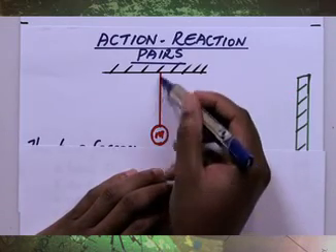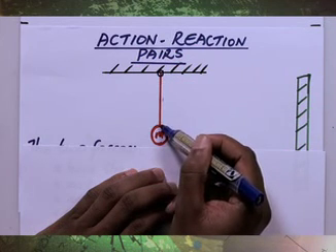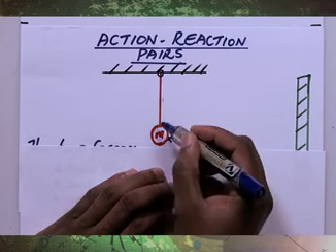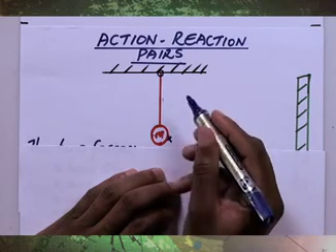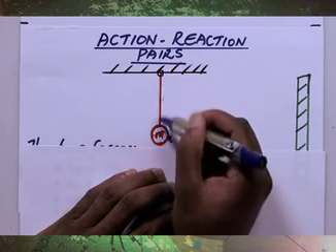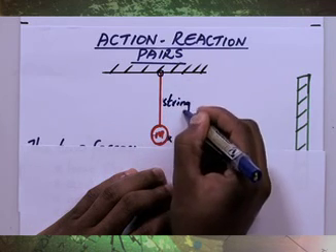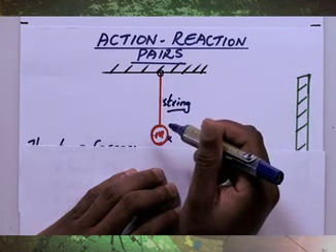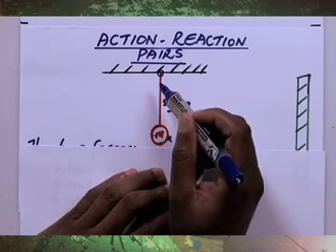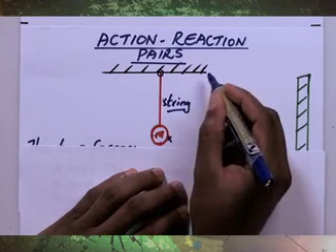Here is a piece of string attached to a ceiling, and on it is an object with a mass m hanging. For this object to be hanging there, obviously the object is exerting a force on the ceiling through this string. And at the same time, simultaneously, the ceiling is pulling on the object upwards with a force. So we have an action-reaction force here.